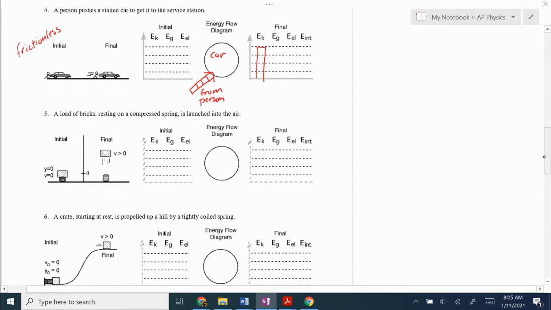A load of bricks resting on a compressed spring is launched into the air. So we'll probably have the block in the system. We'll also probably have the spring in the system. And right, we're obviously going to have gravitational energy, so we should probably put the Earth in the system. Okay, so we have zero gravitational energy, zero kinetic energy, all elastic energy. So there we go.